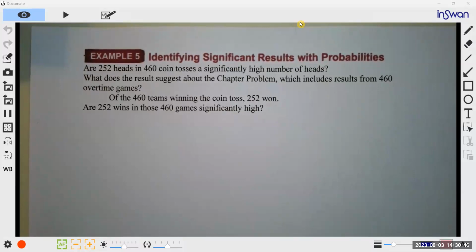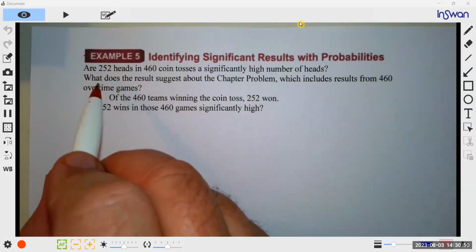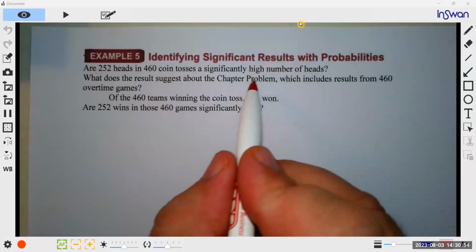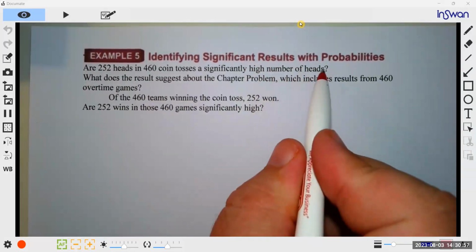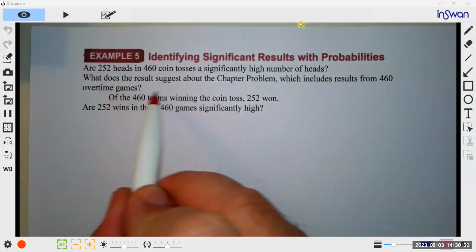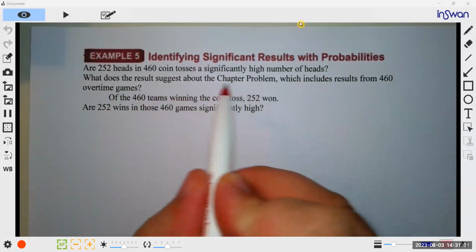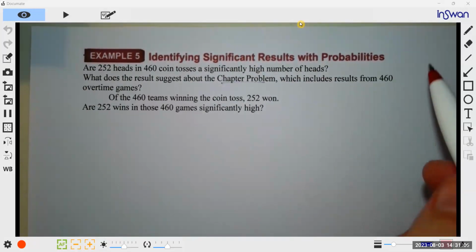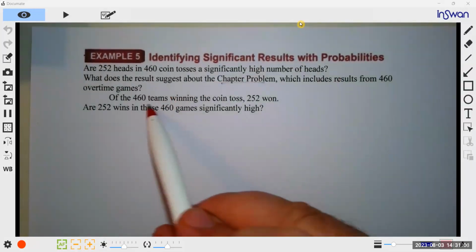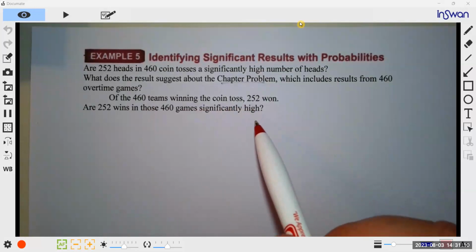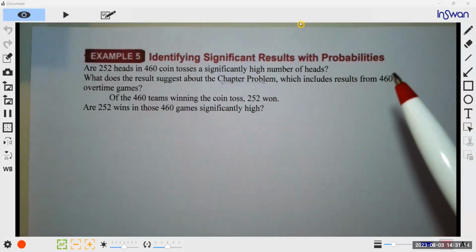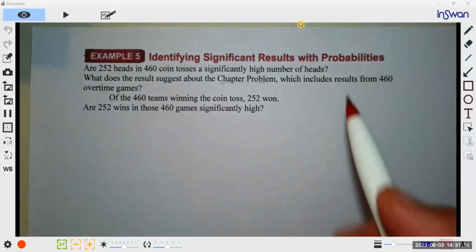Significant results with probabilities. Are 252 heads in 460 coin tosses a significantly high number of heads? What does the result suggest about the chapter problem? The chapter problem was about football. We had to talk about football games, that 460 teams winning a coin toss for overtime. 252 of those teams won the overtime game. So is it significant?